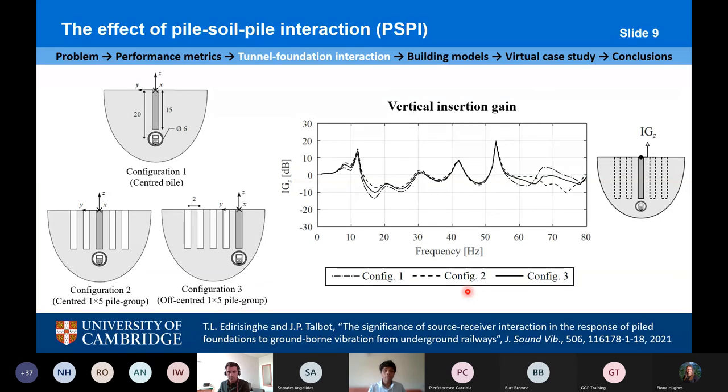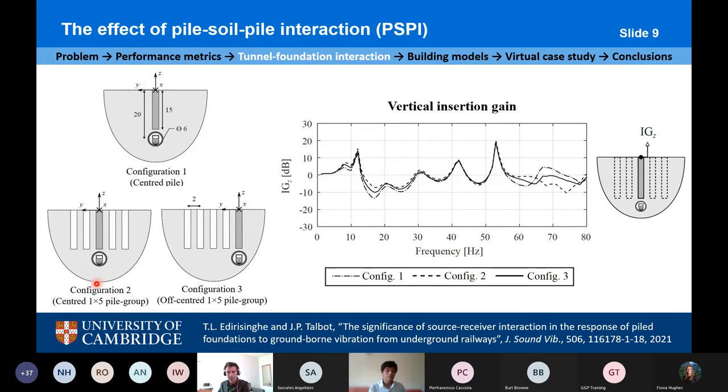And this is another study that we did, where we were particularly looking at pile-soil-pile interactions. This is the interaction where, instead of previously looking at just one pile, when we have multiple piles, you can get wave interaction between neighboring piles themselves, and this can affect the insertion gain that you measure. So in this case, we're comparing three different configurations.